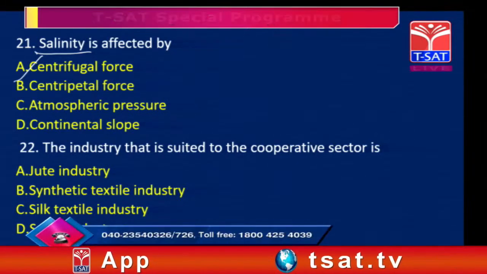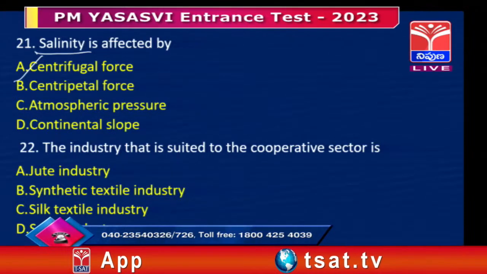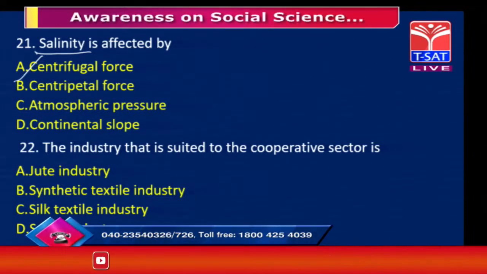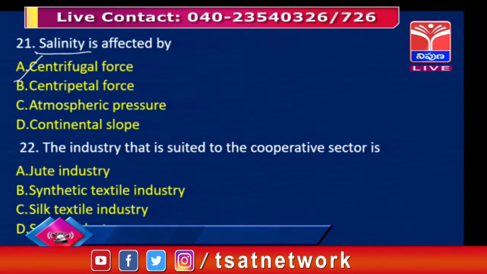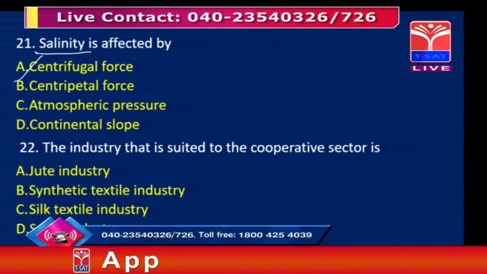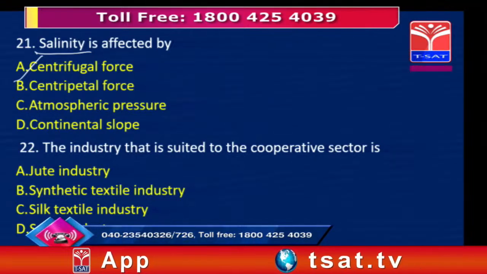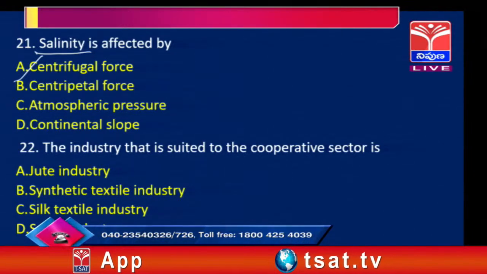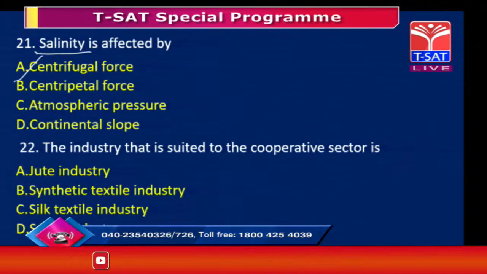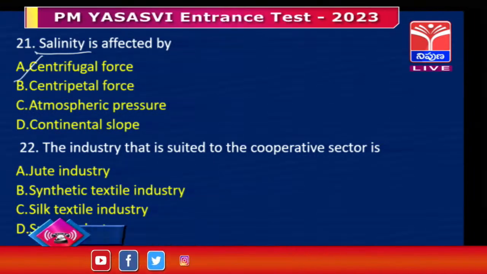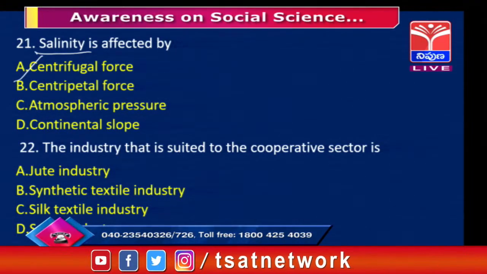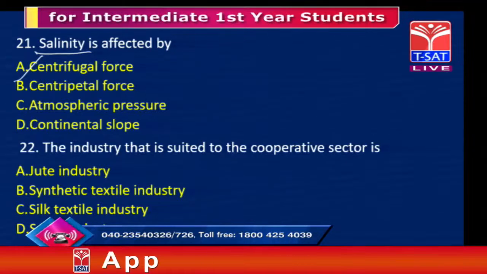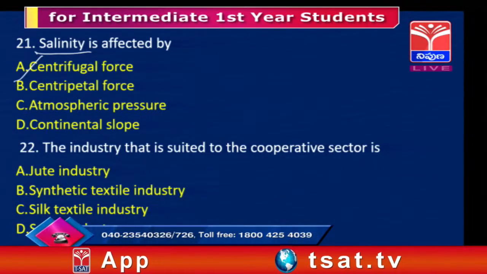The industry that is suited to the cooperative sector: the jute industry, synthetic textile industry, silk textile industry, sugar industry. If you take it as a cooperative sector, which industry is suited for this cooperative sector? Here four industries are given. One is jute industry, second is synthetic textile industry, third is silk textile industry, and the fourth one is sugar industry. Rajendra Kumar sir, can you say about this one?